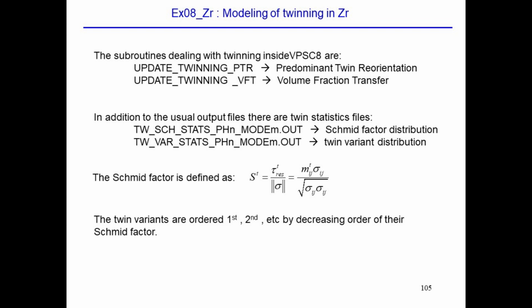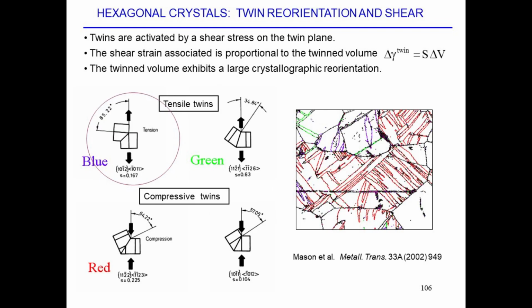You have 6 tensile twins and 6 compressive twins in zirconium. Out of these 6 twins in the grain, you calculate the Schmid factor, and you say the first variant is the one with the highest Schmid factor, the second is the next one, and so on. So you don't expect the ones that are 4, 5, or 6 to be active, because they usually have much lower resolved shear stresses applied. We are going to assume, and this is a good assumption, that the twins are activated by a shear stress on the twin plane, the same as slip, except that the twins can only be activated in one direction, but not in the reverse direction. So they are unidirectional.